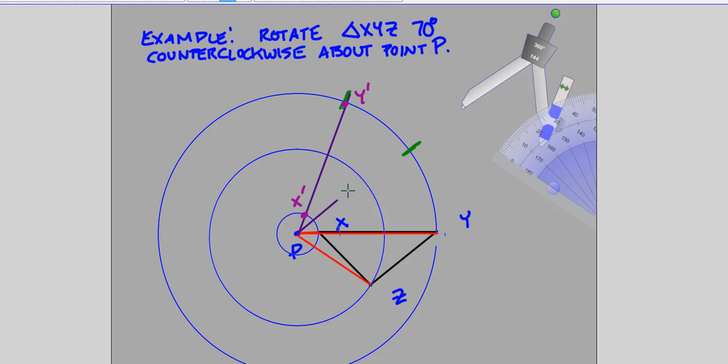Alright, starting from P, so I go here, but Z is on this circle here, so this is the point I want right here. Let's use purple, since I've been using it. This is going to be Z prime. Okay, so my final triangle is going to go through these 3 points, X prime, Y prime, Z prime. I just connect them up now.